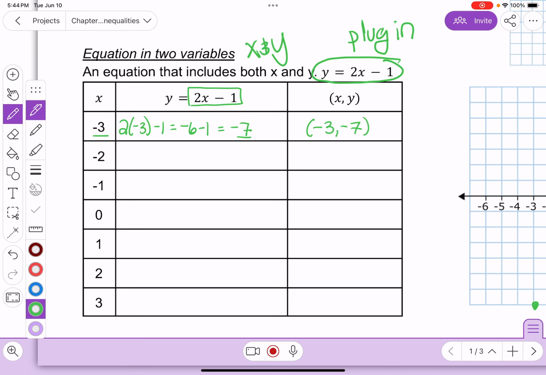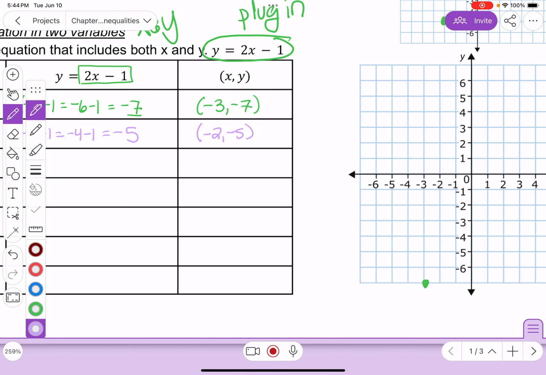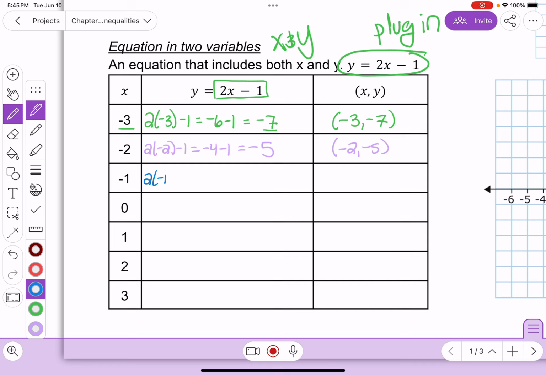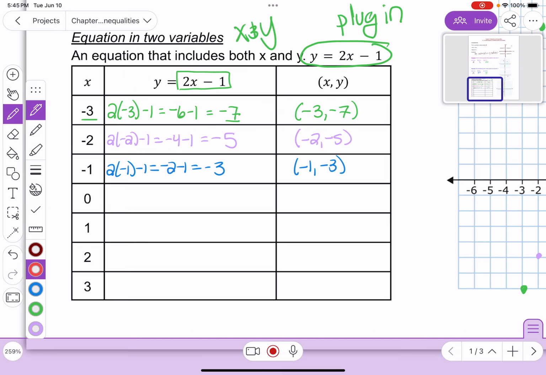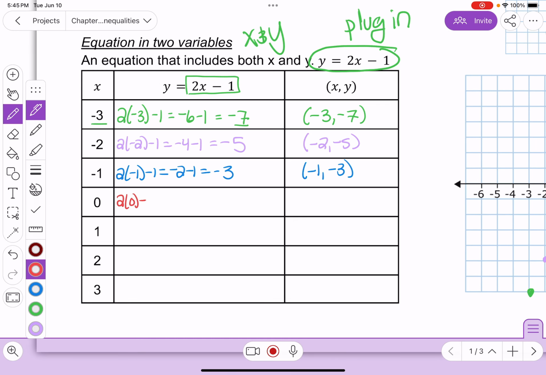And then we do that again, this time with -2. So 2 times -2 is -4, minus 1 is -5. So now we have the point -2, -5. Then we'll do -1. 2 times -1 is -2, minus 1 is -3. So now I have the point -1, -3. If I did the next one, 0. 2 times 0 is 0. 0 minus 1 is -1. So I have the point 0, -1.